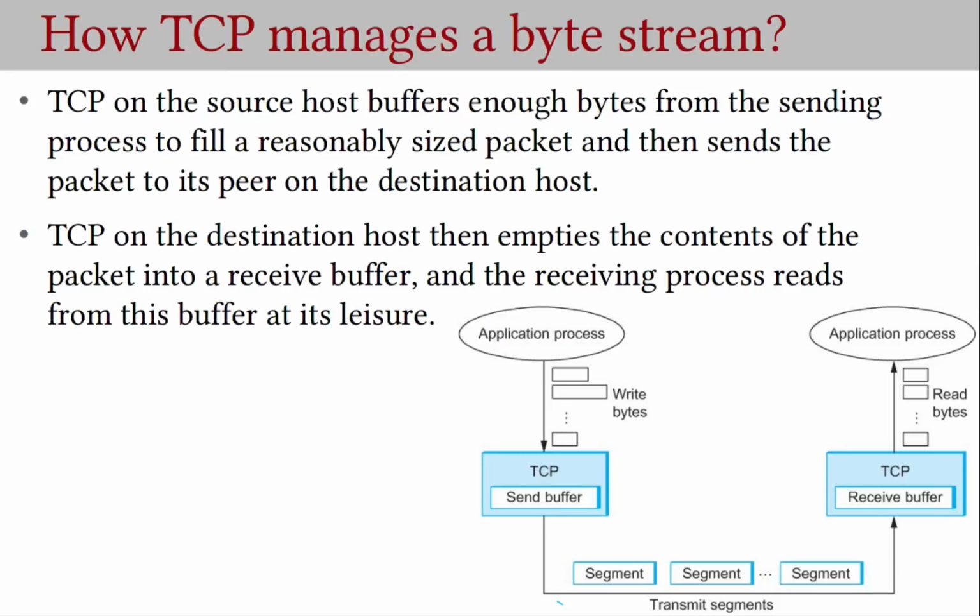When an application process writes bytes into a TCP connection on the source side, this data is stored in a buffer until a reasonable amount of data has been collected, and then TCP puts this data in a segment and sends it to the destination. The TCP connection on the receiver side then collects the data that arrived in a segment in a receive buffer, and then the application process reads the data from this receive buffer whenever it wishes to. One thing that I want to note is that TCP connections are duplex. Although in this case we have shown that this is the sender and this is the receiver, on a single TCP connection, this side can also transmit data that would be received by this side.